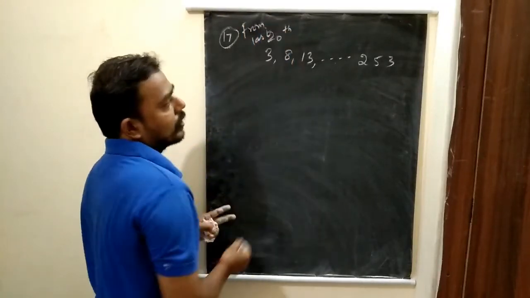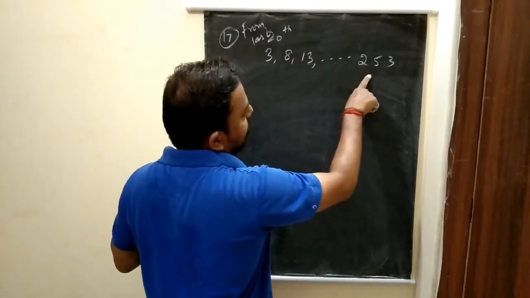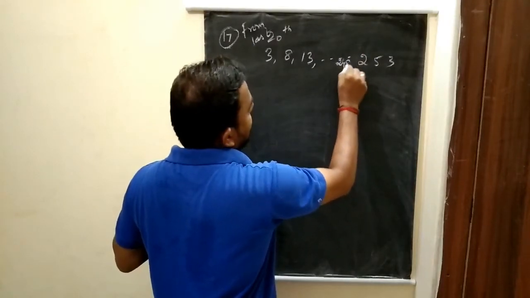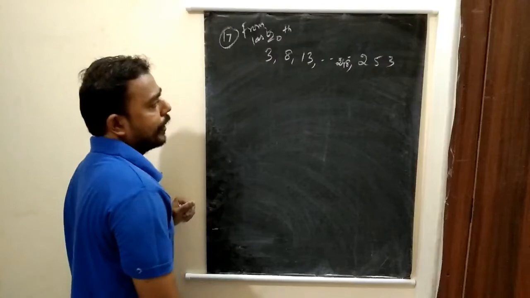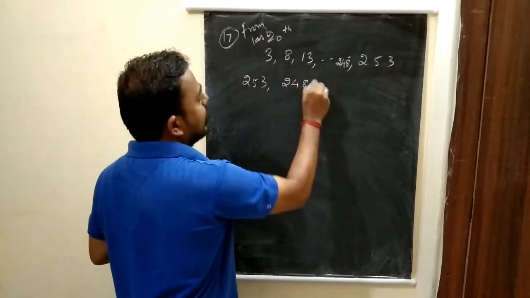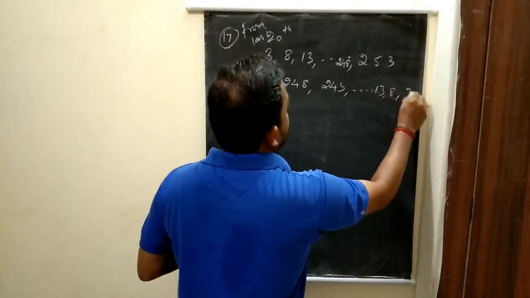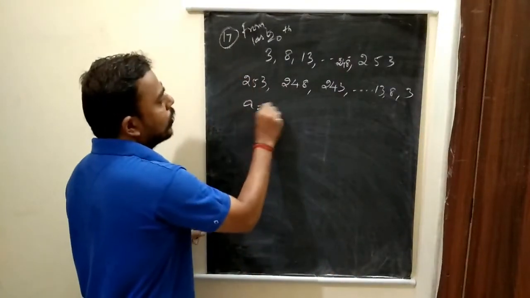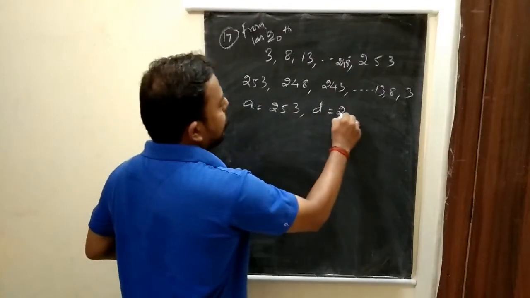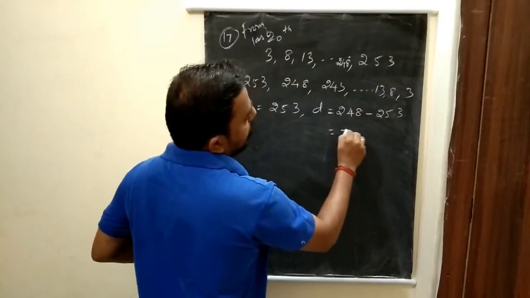So reverse the process. Here 3, 8 added 5, no. So subtract 5 here. Added 5 each time. So 253, 248, and so on, up to 13, 8, 3. So A equal to consider 253 from the last. D equal to 248 minus 253. So that is minus 5.